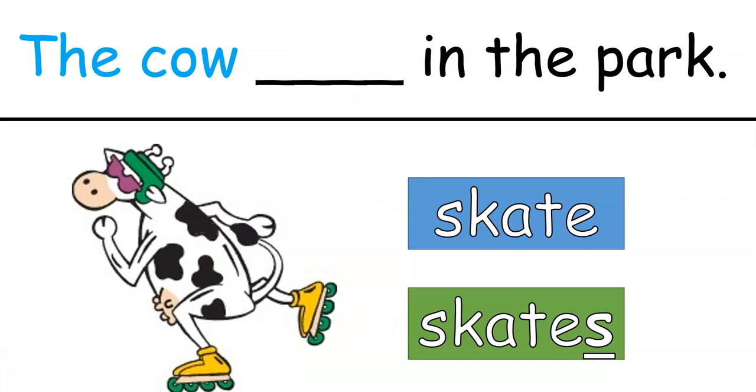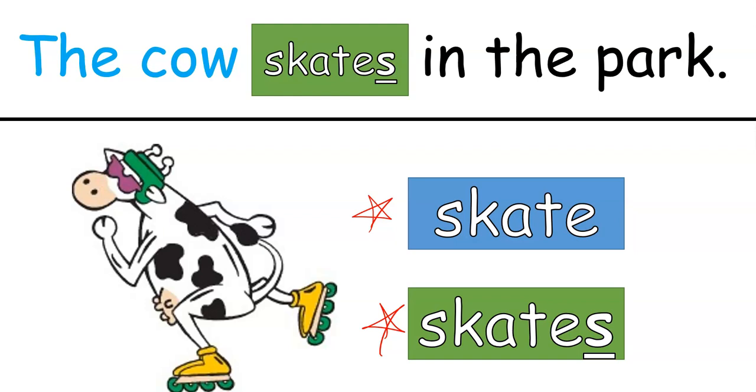And here is our last question. The cow blank in the park. The cow skate or the cow skates? Which answer is correct? The correct answer is skates. The cow is singular. There's only one. If the subject is singular, the verb needs to have an S. So skates is the correct answer.